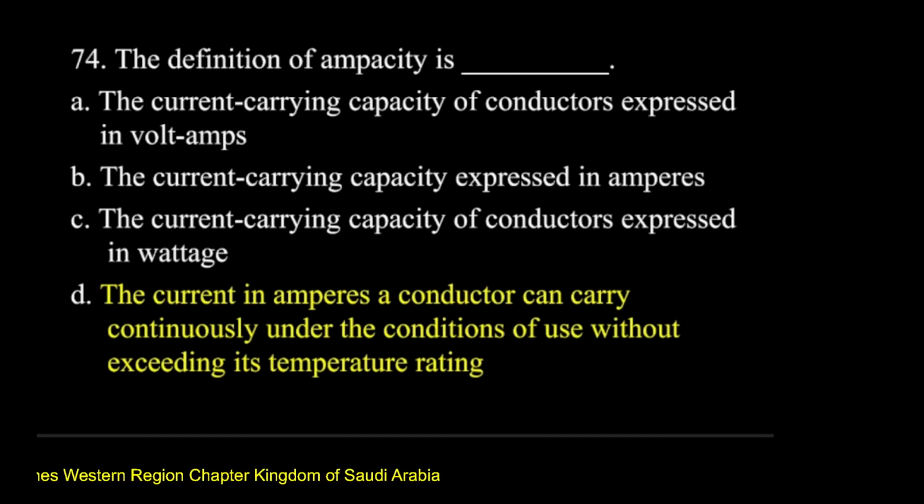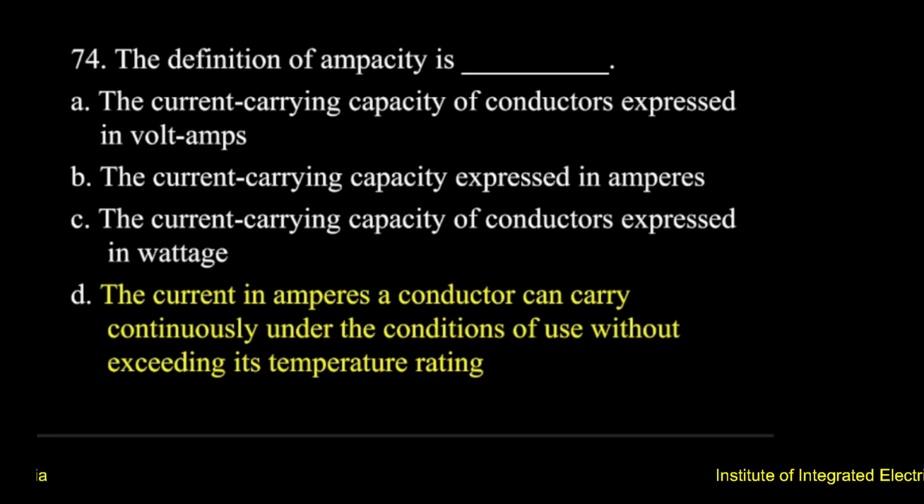The definition of ampacity is blank. A. The current carrying capacity of conductors expressed in voltamps. B. The current carrying capacity expressed in amperes. C. The current carrying capacity of conductors expressed in wattage. D. The current in amperes a conductor can carry continuously under the conditions of use without exceeding its temperature rating.